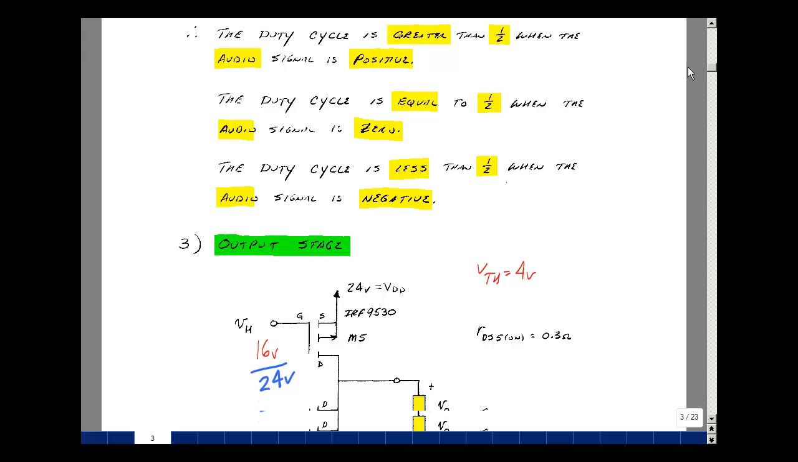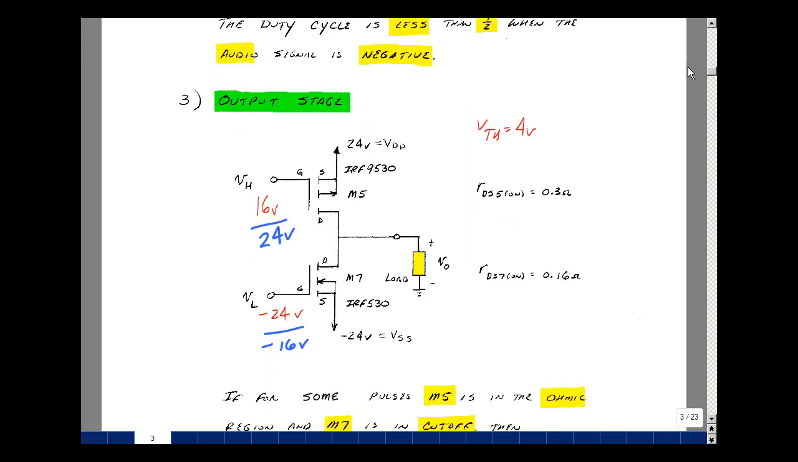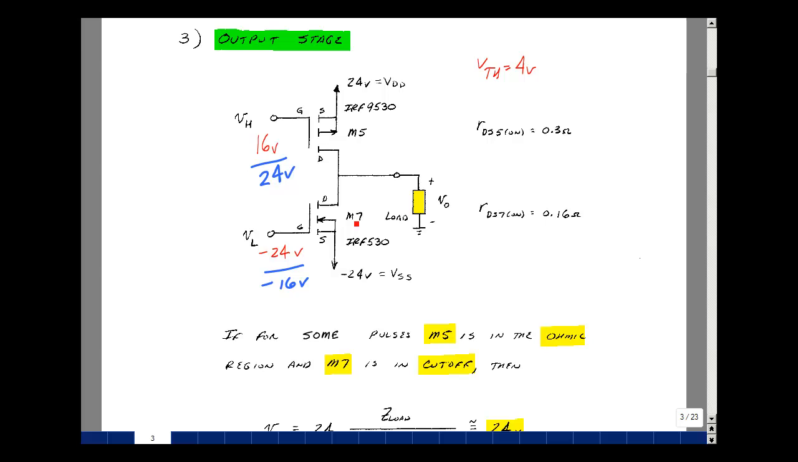Let's next take a look at the output stage. Here we have 2 MOSFETs, an N-channel and a P-channel MOSFET. And our power supply is actually going to be plus and minus 24 volts. The article actually had a mistake in it. We'll talk some more about that in the next lecture.